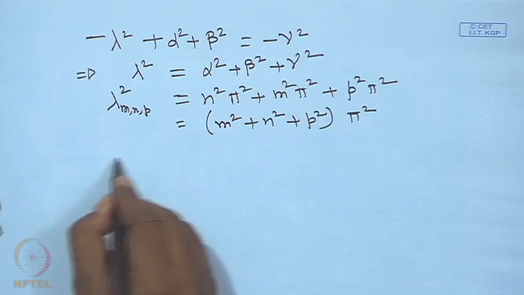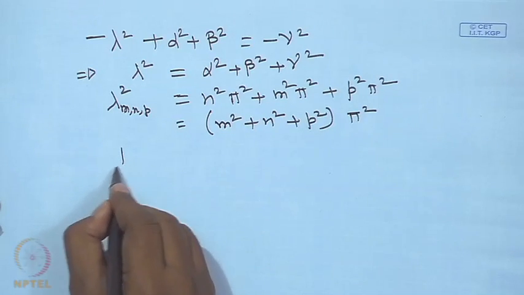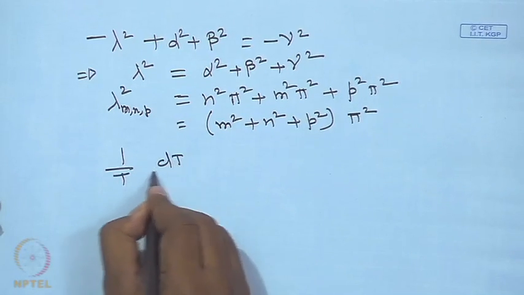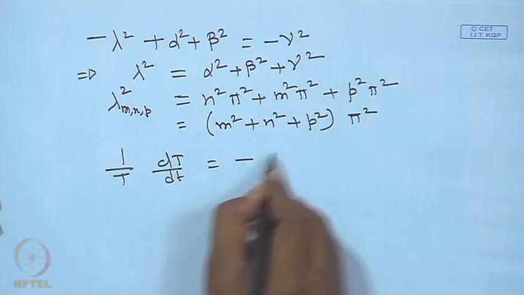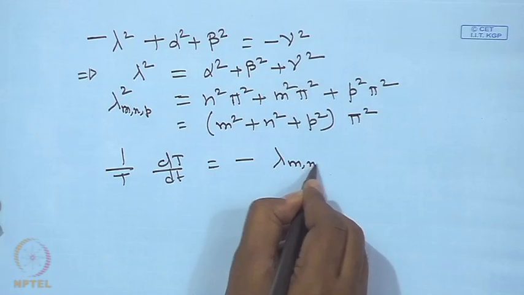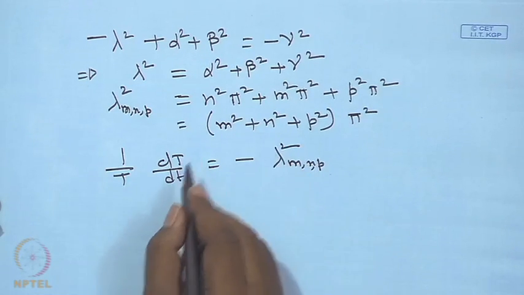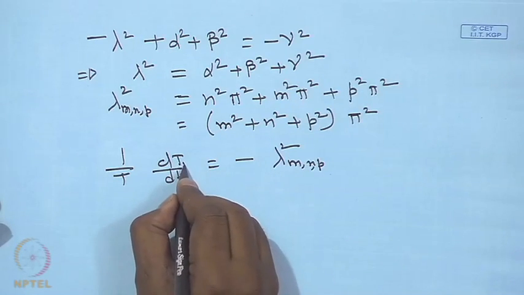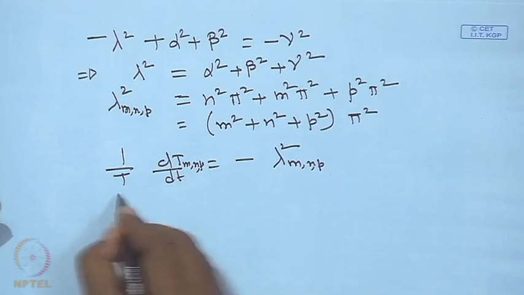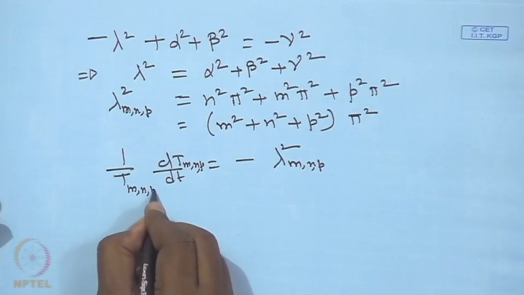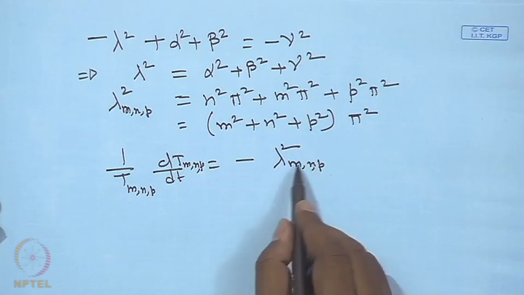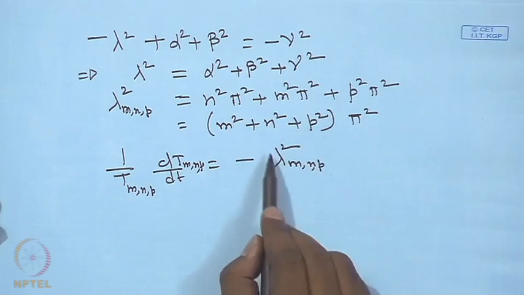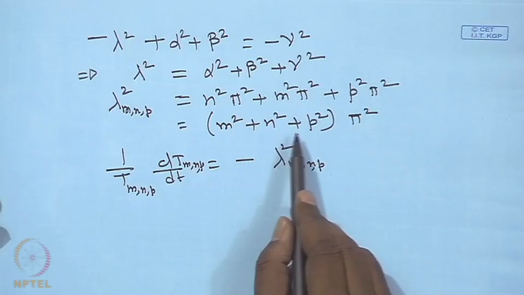So, the time varying part, we will look into the time varying part: 1 over T dT/dt is equal to minus lambda m n p square. So, corresponding to the m n p, the corresponding solution we will also be getting, we write it T m n p. So, lambda square is given by all this as a function of m, n and p.